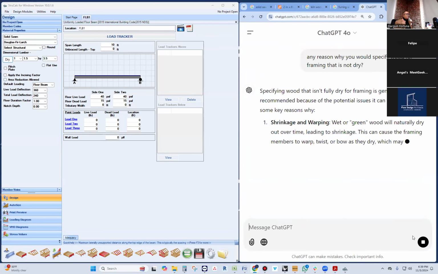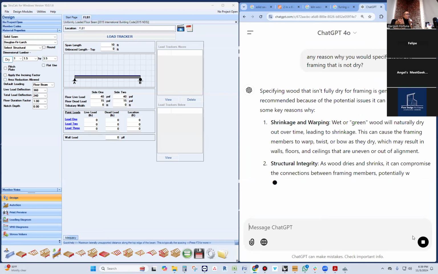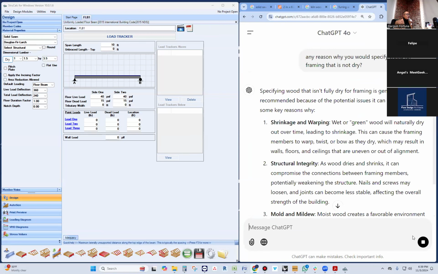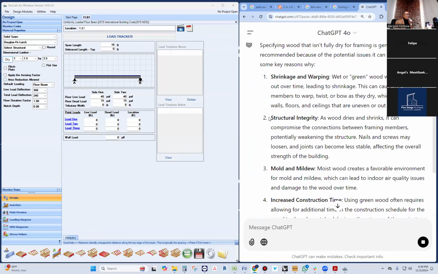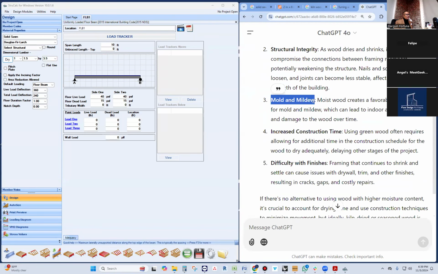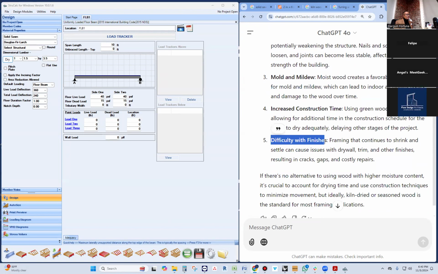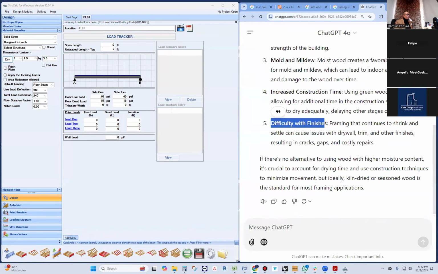Specifying wood that isn't fully dry for framing is generally not recommended because of the potential issues it can cause. Here are some reasons. Shrinkage and warping, we already talked about that. Dimensional stability, structural integrity, not good. Mold is going to grow on it. Construction time is going to be a problem. It's difficult to finish. I mean, there's just no reason why you would want to do that. And you're like, why does the software have it? Well, because I didn't make the software. That's really it. Someone who wasn't thinking probably made that particular tool.